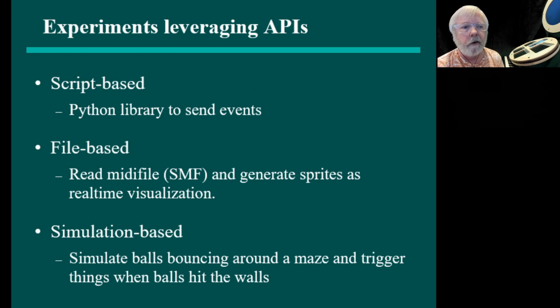So in addition to leveraging the network, even just locally on one machine, you can leverage APIs, and there's a lot of potential there and a lot of fun that can be had. I'll be demonstrating each of these things in a second. You can just write a Python script that generates events that look like you're finger painting. You can take a file like a standard MIDI file and generate sprites from its data, and then you can simulate things. I'll demonstrate that. That'll be easier to show than explain.